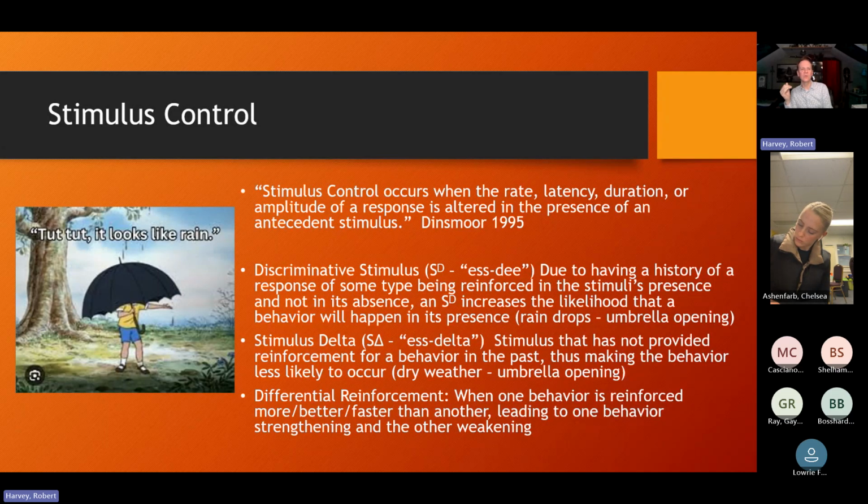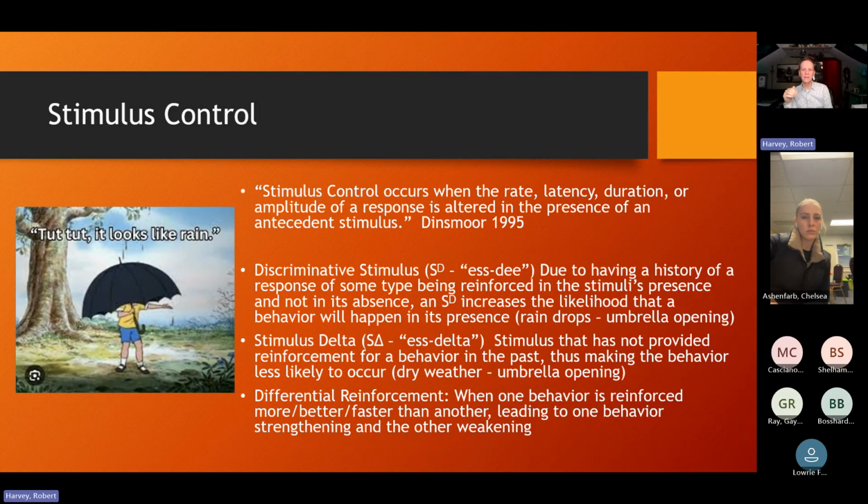So, this, it looks like rain, which is one of my favorite Winnie the Pooh episodes of all time. But why do you open an umbrella? You open an umbrella because it's raining. So rain signals the reinforcing value of an umbrella. In this case, it would be negative reinforcement, right? Because you'd be removing the wetness, the feeling of wetness, or the wetness of your clothes or your hair or whatever it might be.